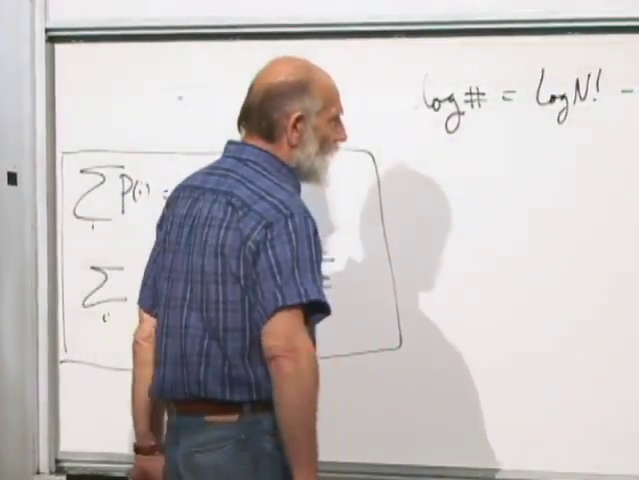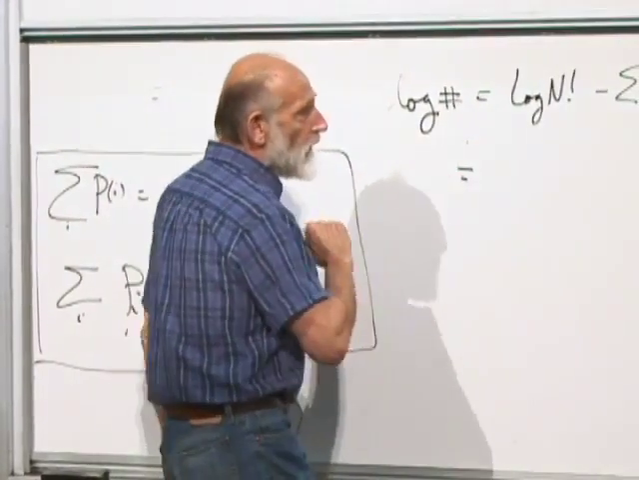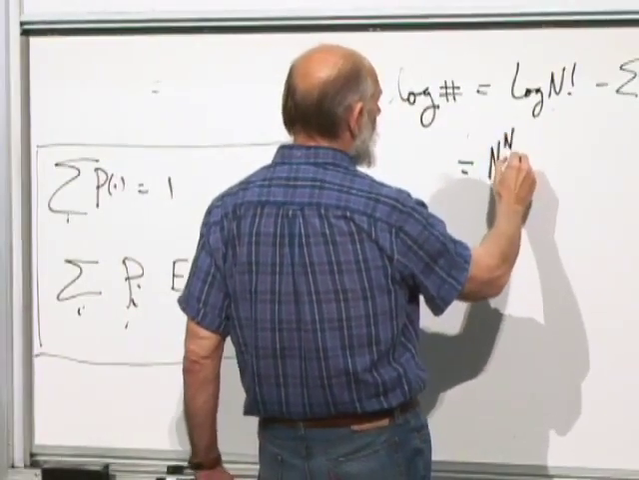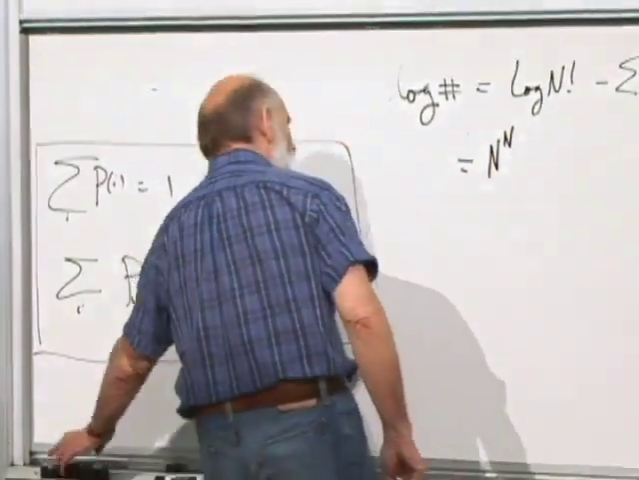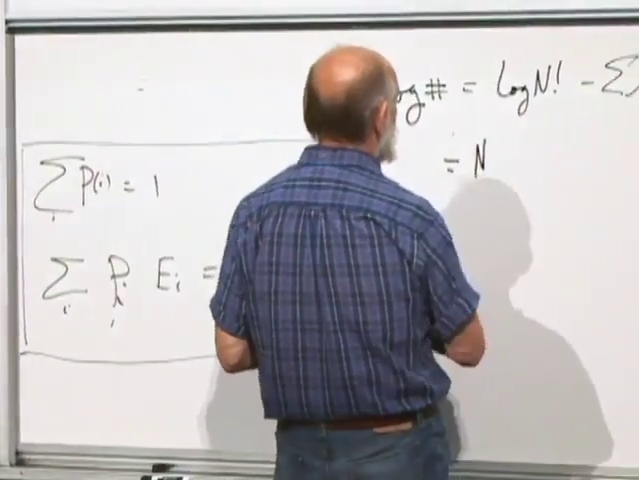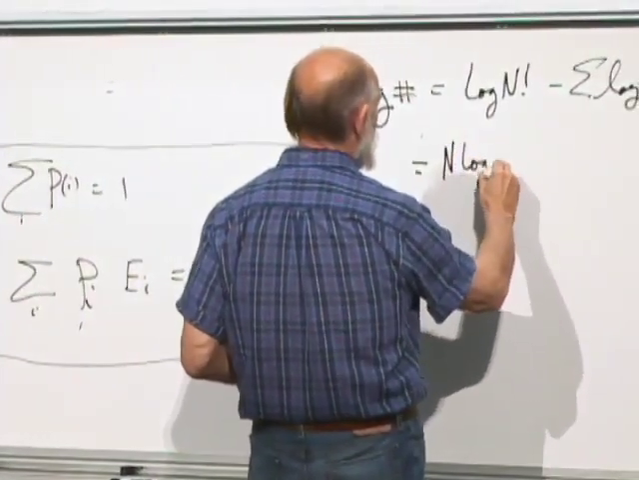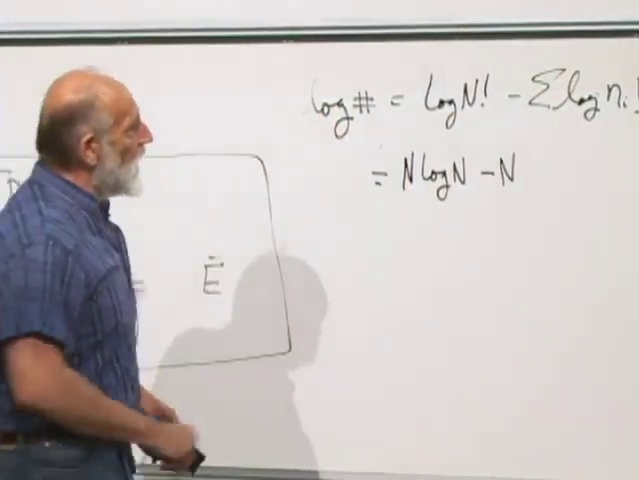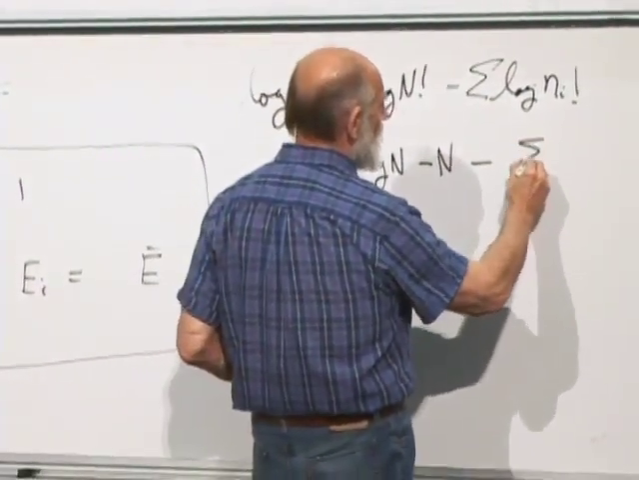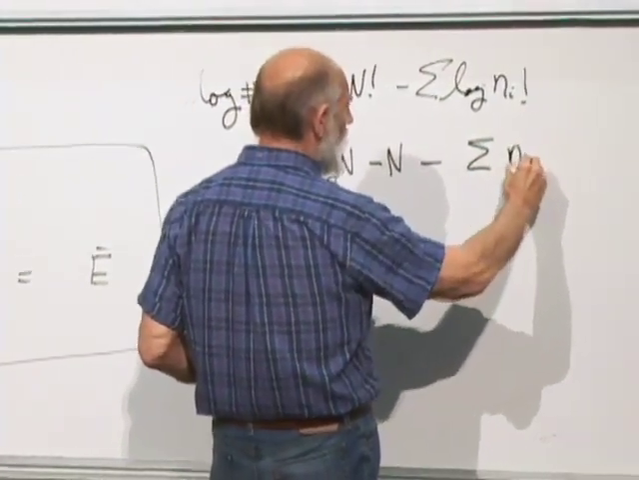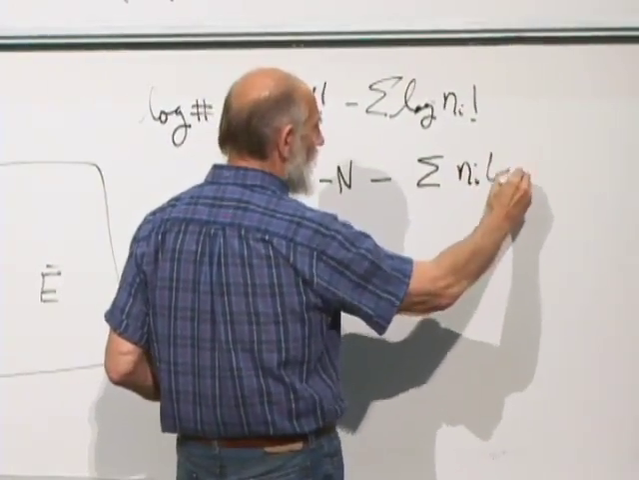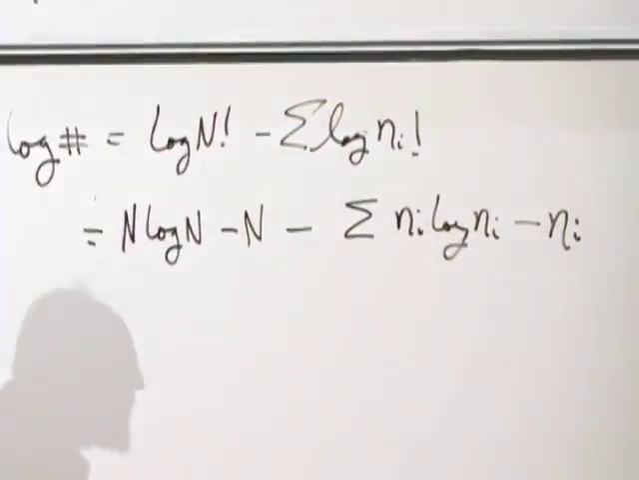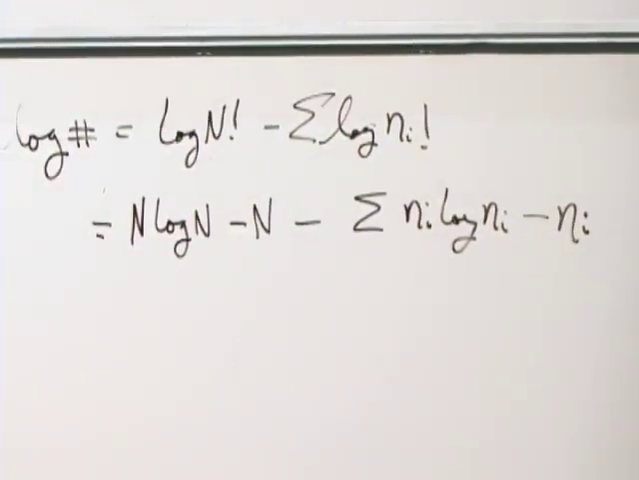Okay. So let's now substitute that into here. We have this equals log of n factorial, which is n log n minus n. That's this term here. And then we have minus the summation of n sub I log n sub I minus n sub I. That's it. Now let's work on it a little bit.